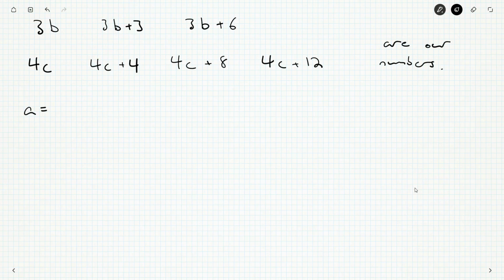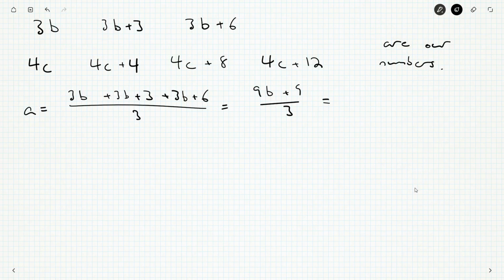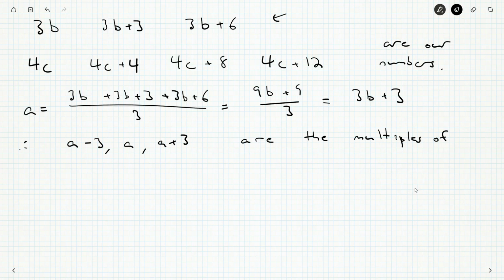So, a is the average. Well, how do we average numbers? We add them up and we divide by how many. So this will be 9b plus 9 divided by 3. Very similar actually to the b part, because this is an arithmetic sequence, and the average of 3 terms in an arithmetic sequence is just the middle term. But we get 3b plus 3. So a minus 3, a, and a plus 3 are the multiples of 3. So we don't need b anymore. That's done. We know that the middle term is a, then it's a plus 3, a minus 3. So a happens to be a multiple of 3. That's pretty nifty.